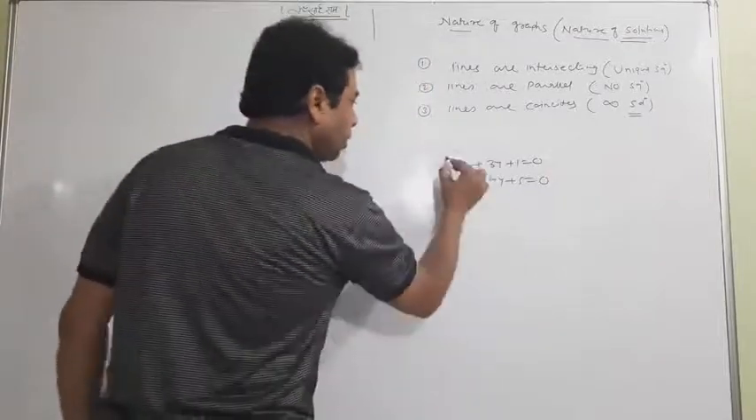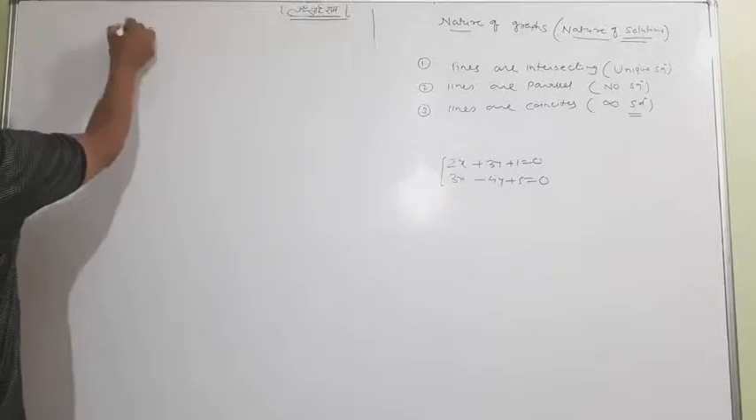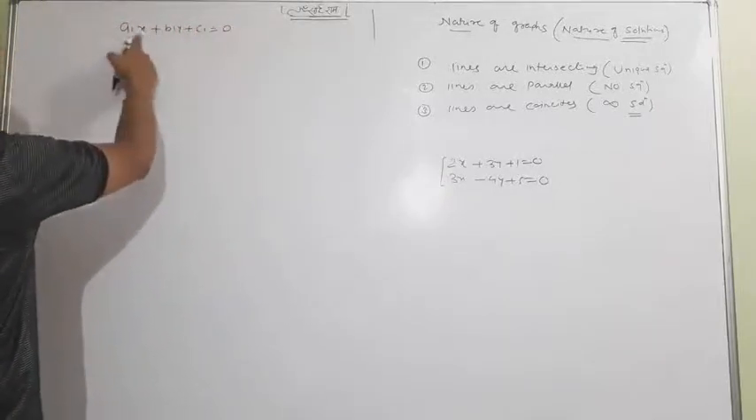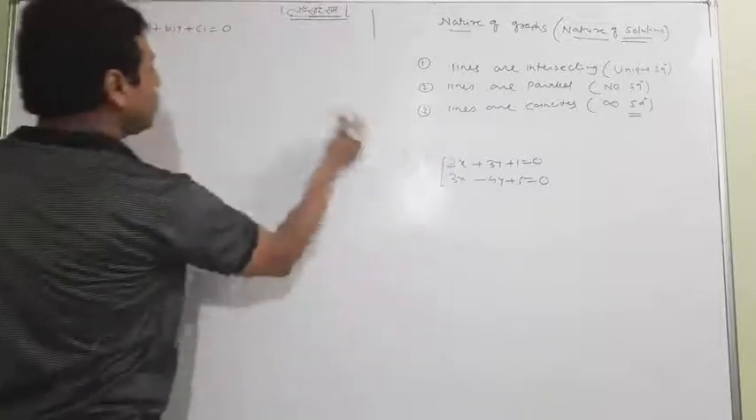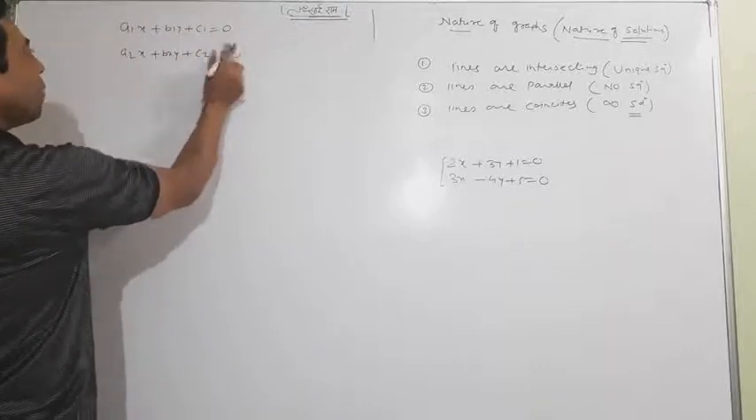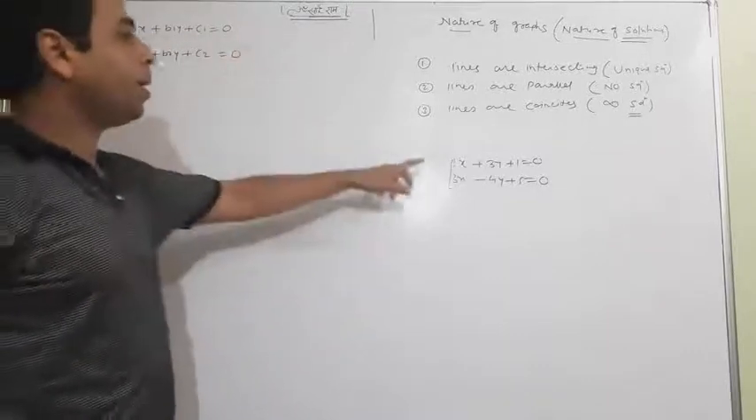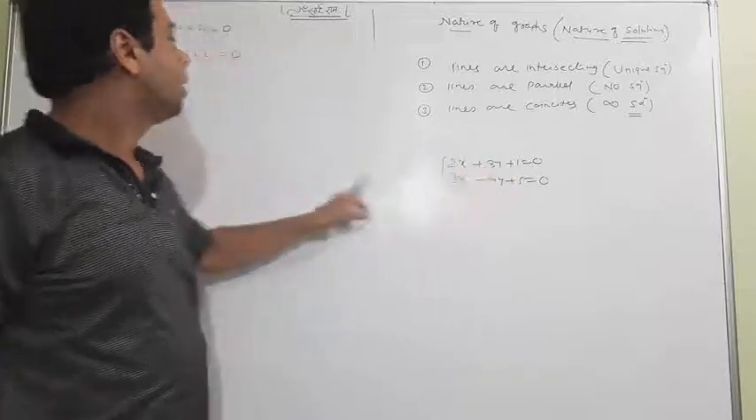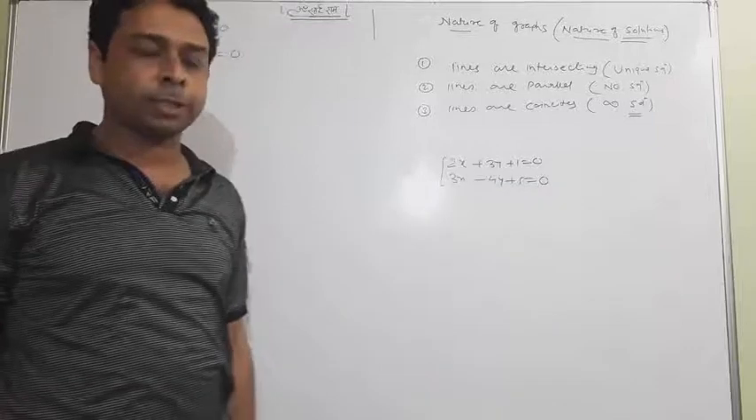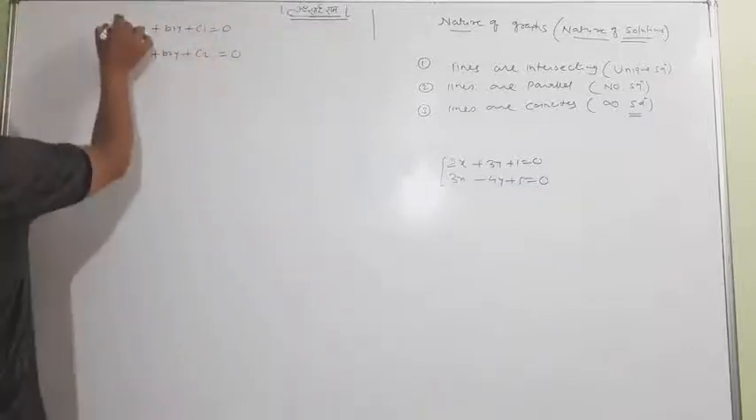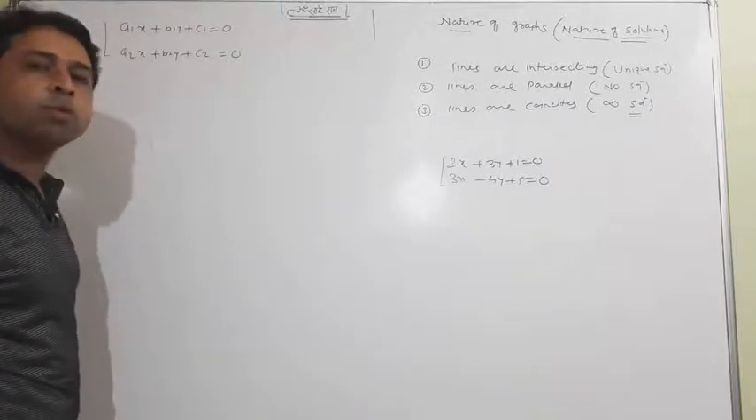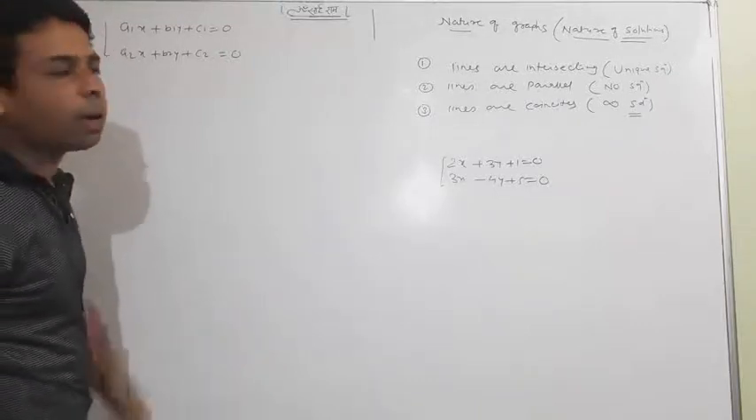First of all, these two equations I am writing in the general form. Now look at how the general form is written: a1x plus b1y plus c1, this is the first line, and a2x plus b2y plus c2. It is the general equation, don't be afraid of that. a1, b1, c1 can be identified easily as 2, 3, 1. a2, b2, c2 can be identified as 3, minus 4 and 5. So don't worry about that. Now if you have this kind of pair of linear equations in two variables, without drawing the graph, how can you identify the nature?